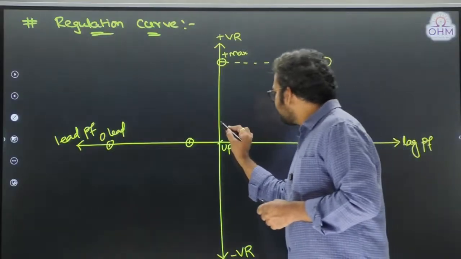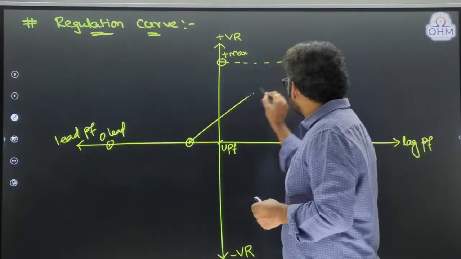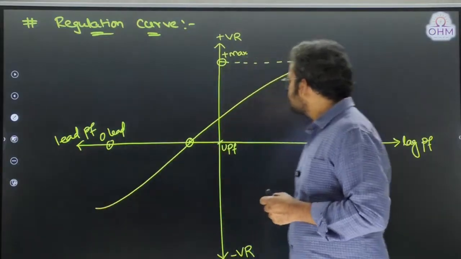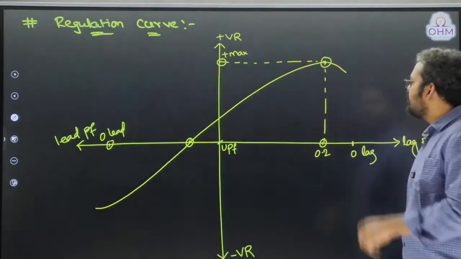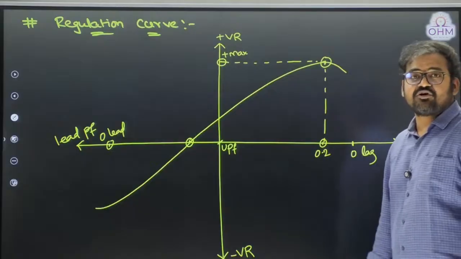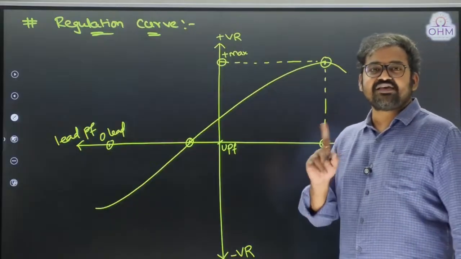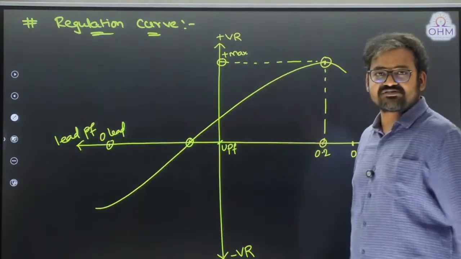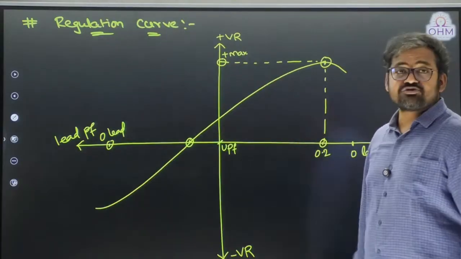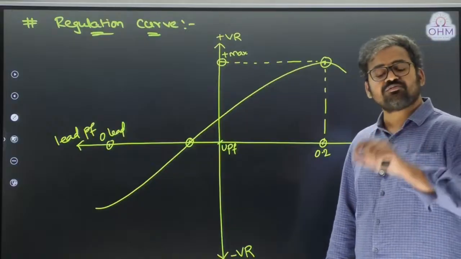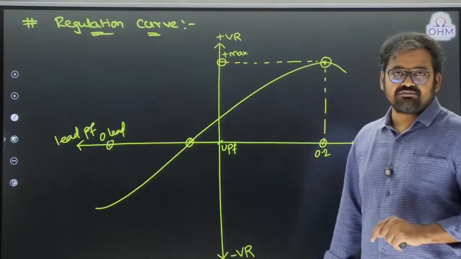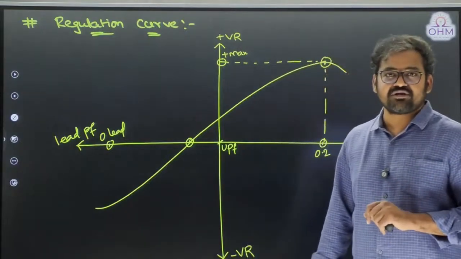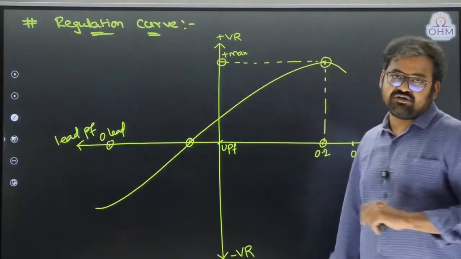And at unity power factor, you just join these points and you extend this curve. So this is generally what we call a voltage regulation curve of an alternator. And remember, the same curve is valid even for a transformer also. Only the values may change slightly, but the curve is almost going to be the same even for a transformer and also for a transmission line. Even in the power system subject, in transmission lines also you will calculate voltage regulation, right? And a similar type of curve will come.